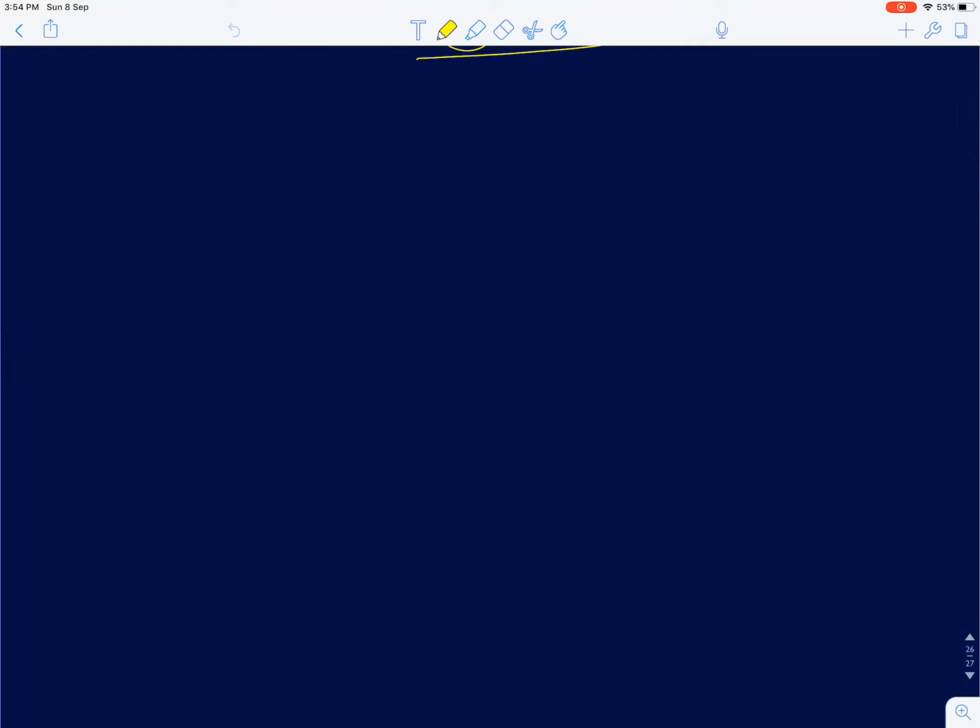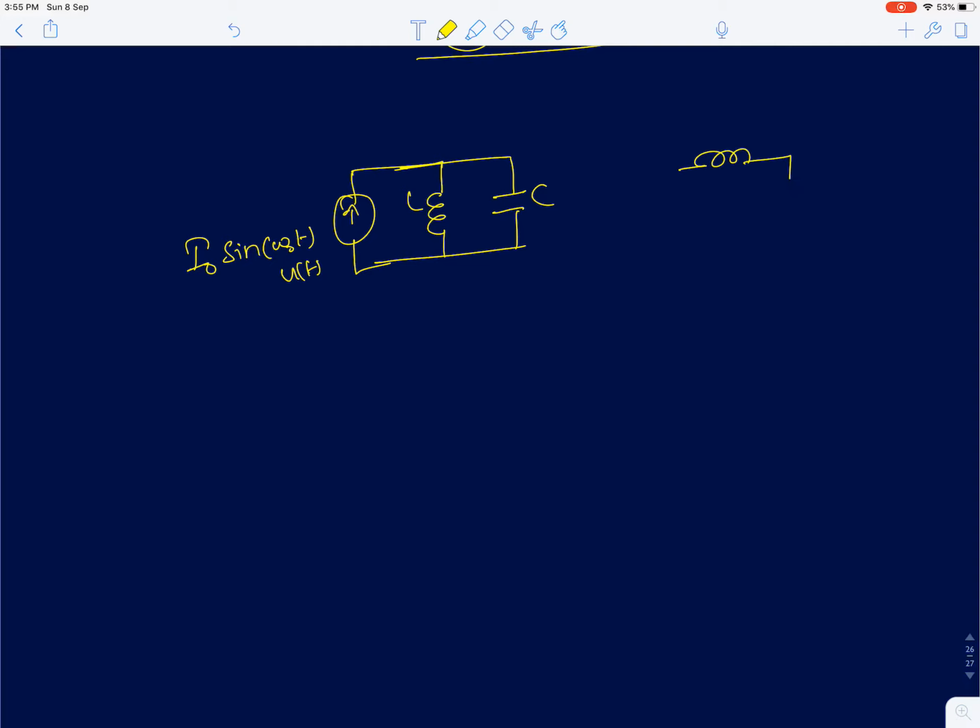Hi everyone. In today's lecture, we'll be discussing the sinusoidal response of parallel and series LC circuits. So what happens when you feed, for example, a sinusoidal current I naught sin omega naught t into u of t to a parallel LC circuit, and similarly the same thing will apply for a series LC circuit.